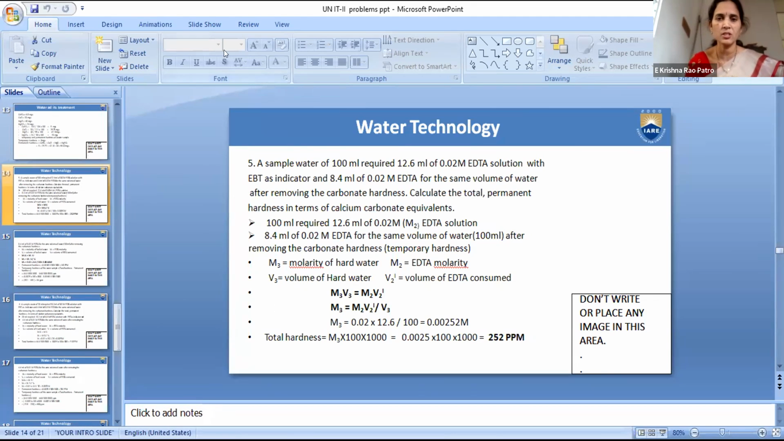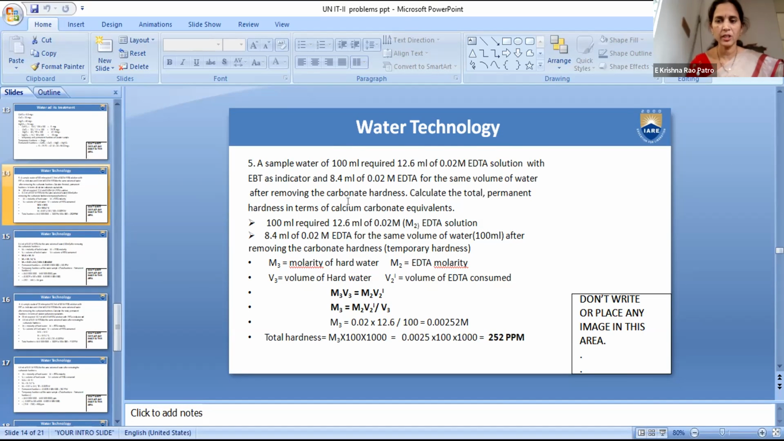What is M1? Molarity of standard hard water. V1, volume of standard hard water. M2, molarity of EDTA. V2, volume of EDTA consumed.